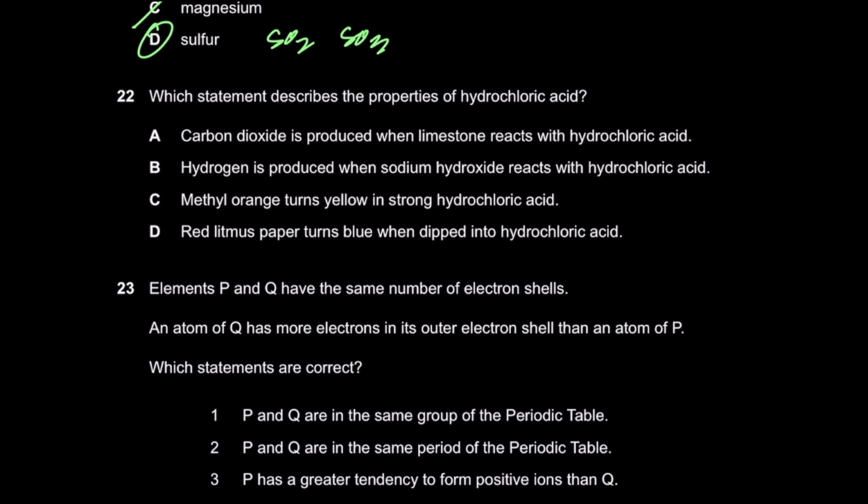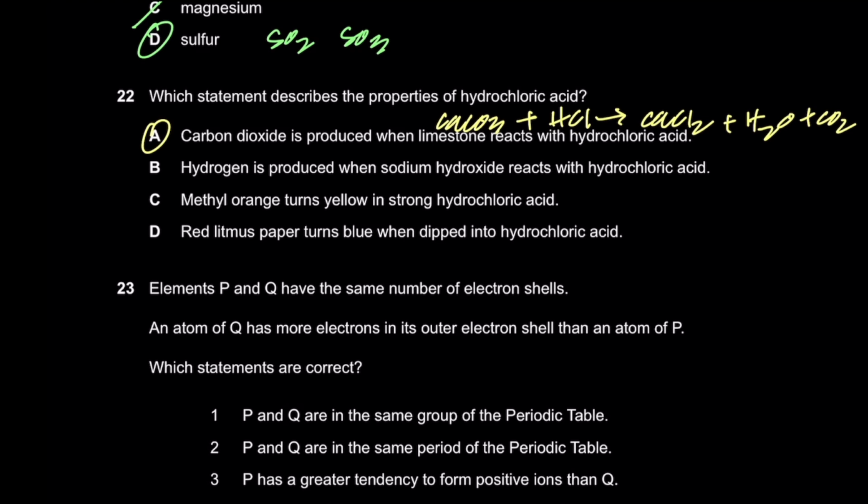It takes you 1 second to do such MCQs. Which statement describes the properties of hydrochloric acid? Carbon dioxide is produced when limestone reacts. Limestone is calcium carbonate. So a metal carbonate, when it reacts with an acid, is obviously going to give you a metal chloride. In this case, it's going to give you calcium chloride, which is the salt. It's going to give you H2O and carbon dioxide. So yes, A is the correct option.